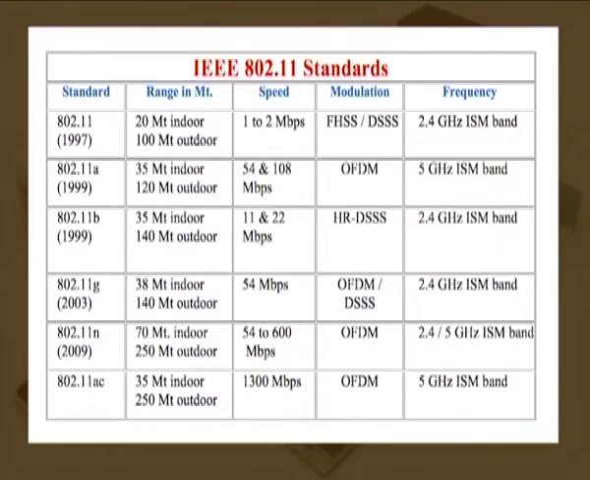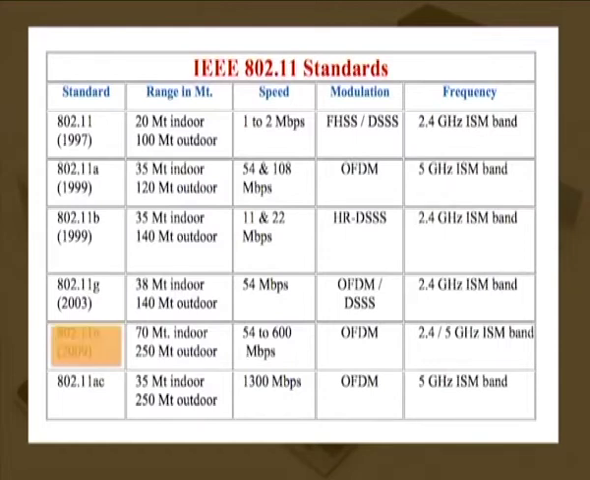Next is the IEEE 802.11g standard. This standard was released in 2003. It offers 54 Mbps speed with an indoor range of 38 meters and an outdoor range of 140 meters. It uses OFDM and DSSS as spread spectrum techniques. It operates on the 2.4 gigahertz ISM band.